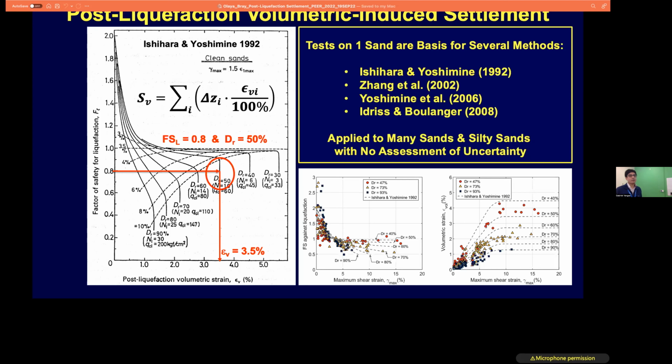But there is one big caveat here: this famous chart has been built based on test results on one clean sand, the Fuji River sand, whose test results are shown here. And this has been the basis for several methods, as you can see here on the top right. We have been applying this chart to many clean sand sites, and also to some silty sand sites, using things like the fines content correction, hoping to convert a silty sand into a clean sand equivalent material and apply this type of procedure. So there is a question of whether a methodology based on clean sand can be applied to other soils.